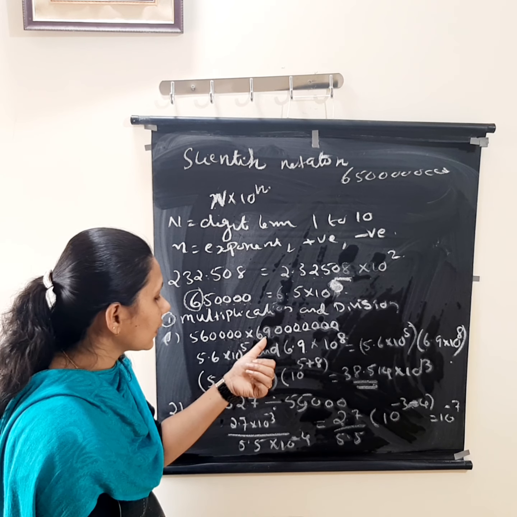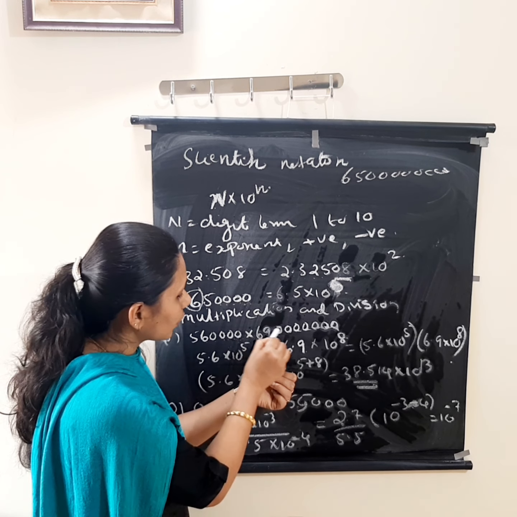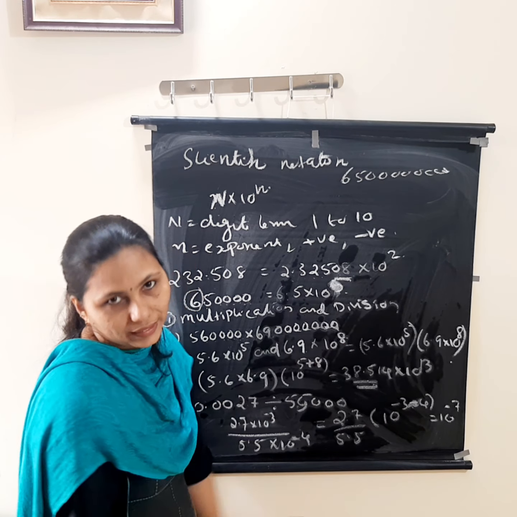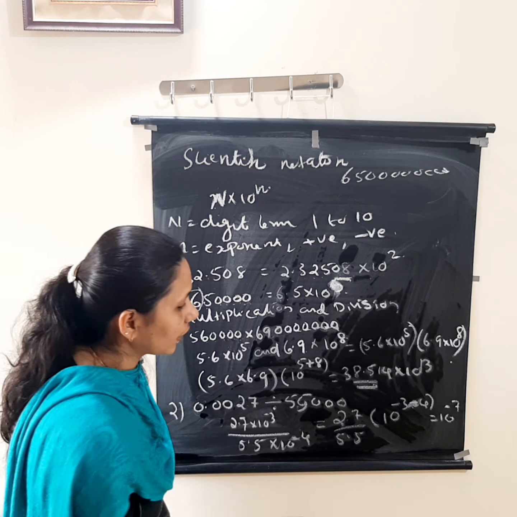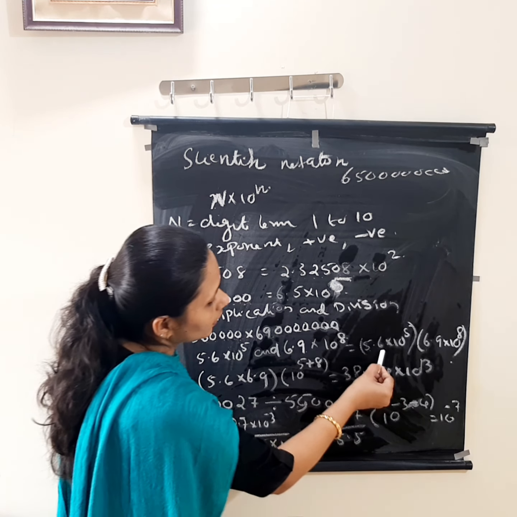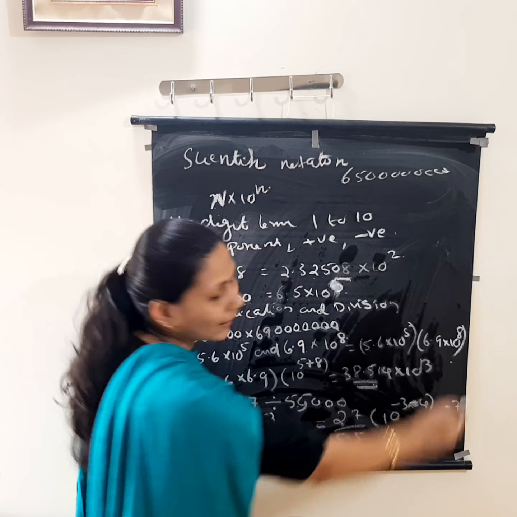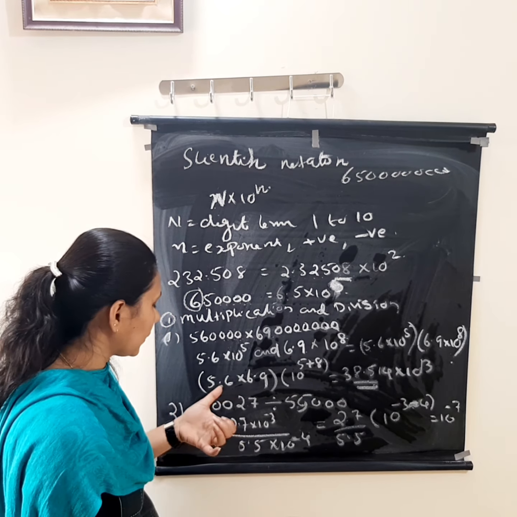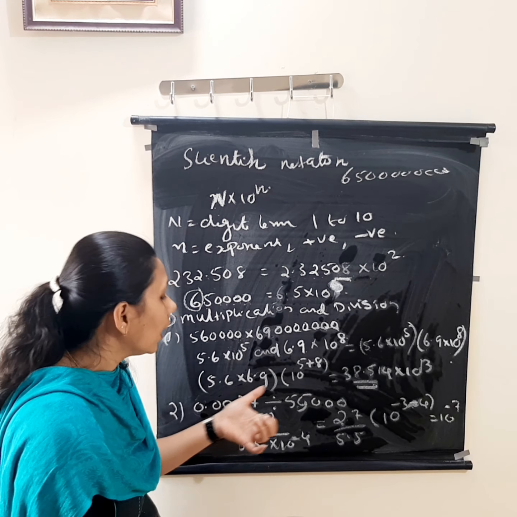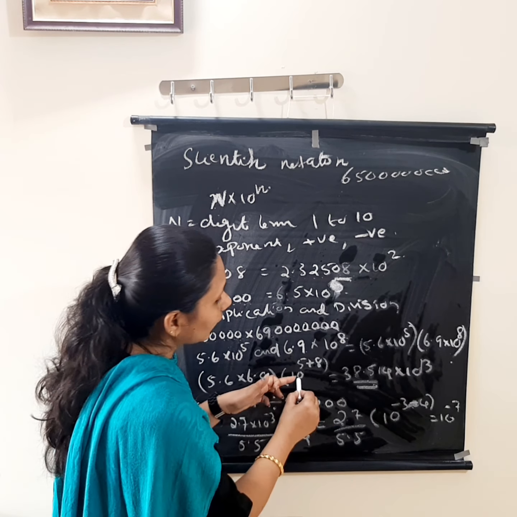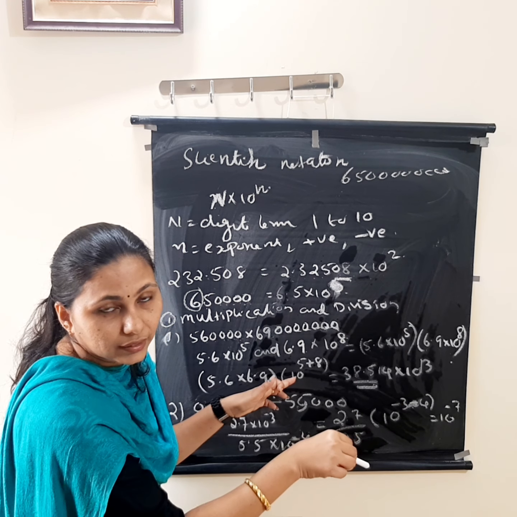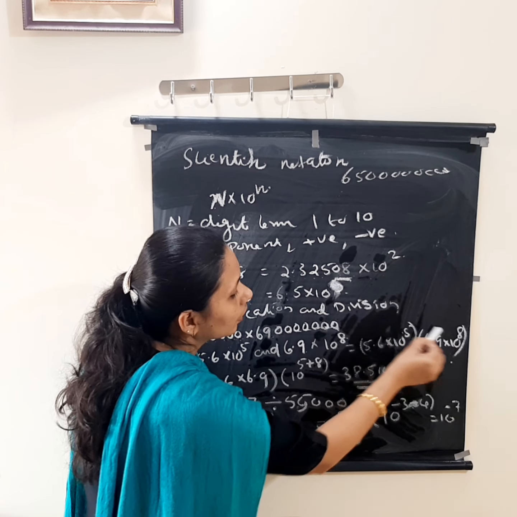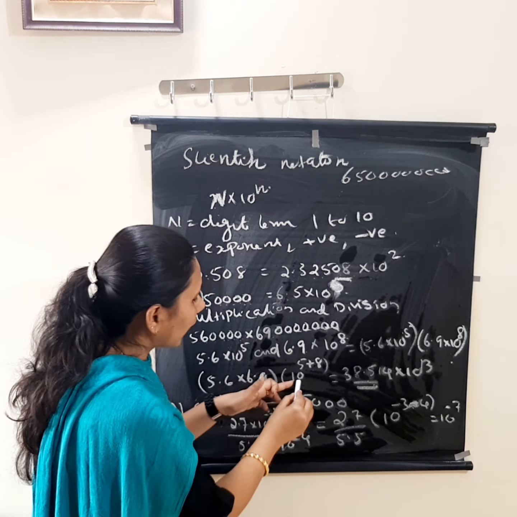Here I am writing 6.9. Then 1, 2, 3, 4, 5, 6, 7, 8 digits we have to move right. So 10 raised to 8. So after writing that, that means 5.6 into 10 raised to 5 into 6.9 into 10 raised to 8. So we will multiply the capital N terms, that is 5.6 into 6.9. Into, common, we can take 10 raised to, because multiplication means we can take addition of the exponents, 5 here and 8 here. So 10 raised to 5 plus 8.